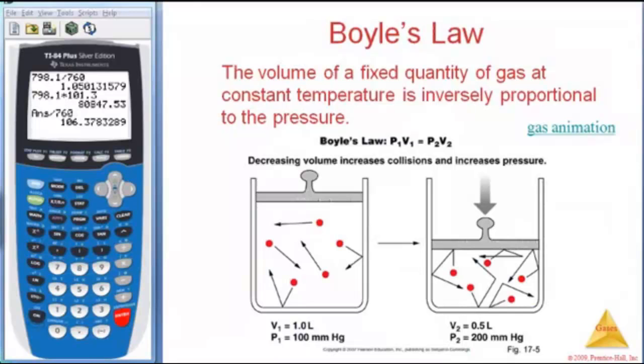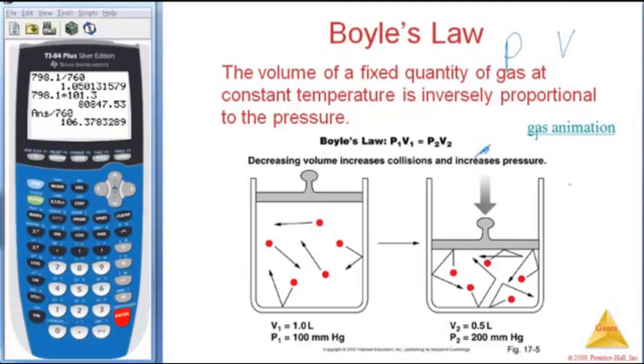All right, so let's talk about the gas laws. We had several gas laws we learned about in Honors Chem. Boyle's law says that the volume of a fixed quantity of gas at constant temperature is inversely proportional to the pressure. So there is the relationship between pressure and volume.